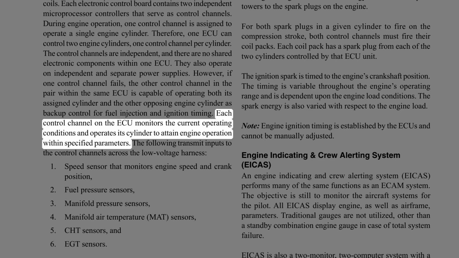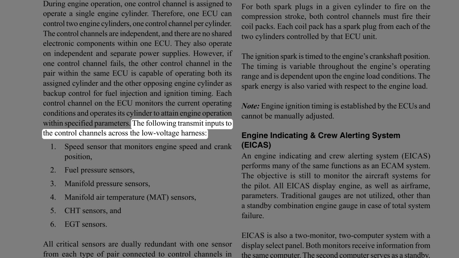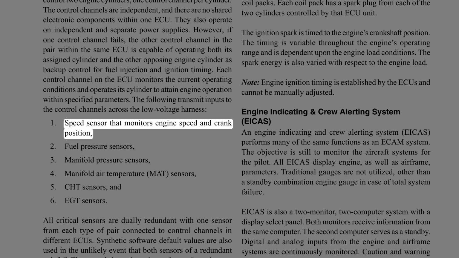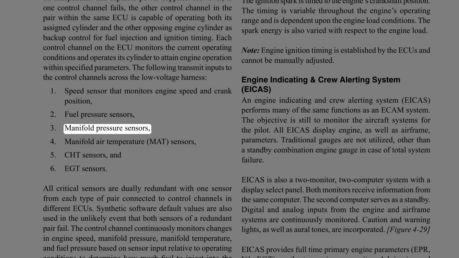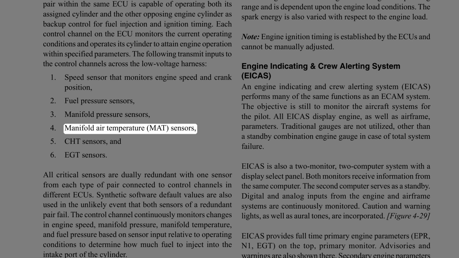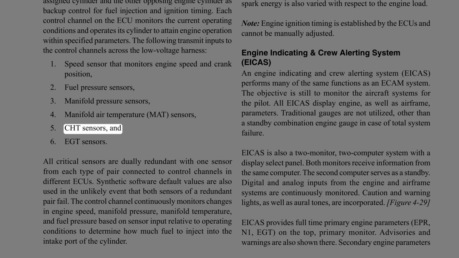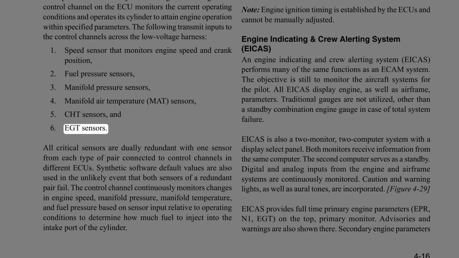Each control channel on the ECU monitors the current operating conditions and operates its cylinder to attain engine operation within specified parameters. The following transmit inputs to the control channels across the low-voltage harness. Speed sensor that monitors engine speed and crank position. Fuel pressure sensors, manifold pressure sensors, manifold air temperature, MAT, sensors, CHT sensors, and EGT sensors.